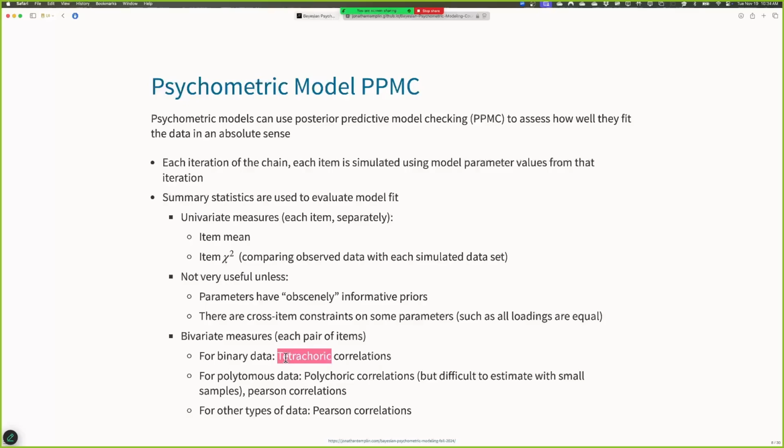For polytomous data, the tetrachoric extension is something called a polychoric correlation. It's the same idea.